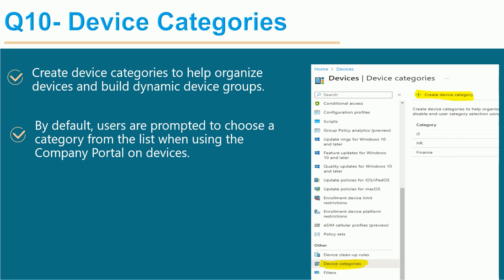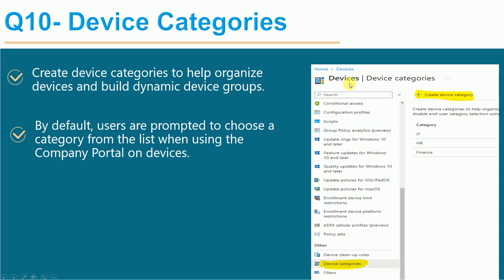Now here is device category. Device category is basically used when you are creating a dynamic group. You can put a detection method based on the category and create the dynamic rule. So it will help you to filter out your data. Here I show you the IT department, HR department, finance. These are the categories I created. It's very simple to create.